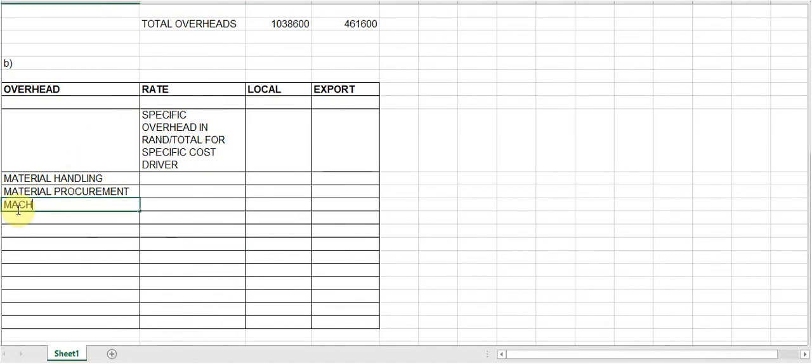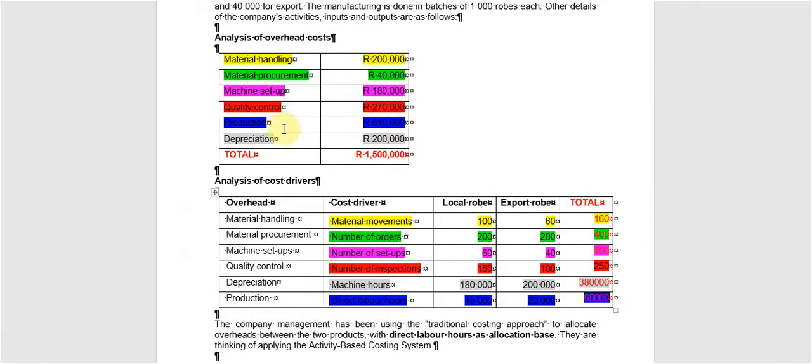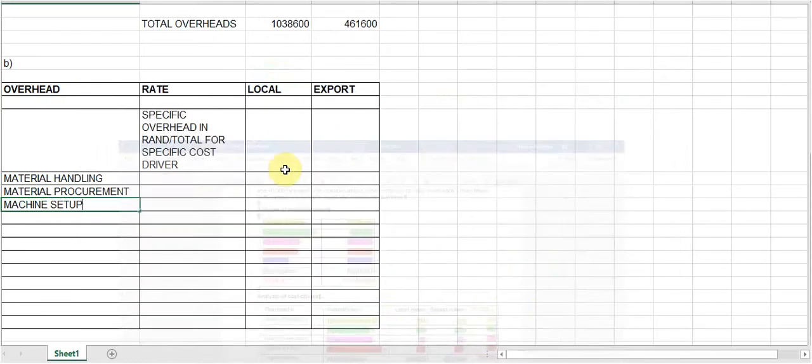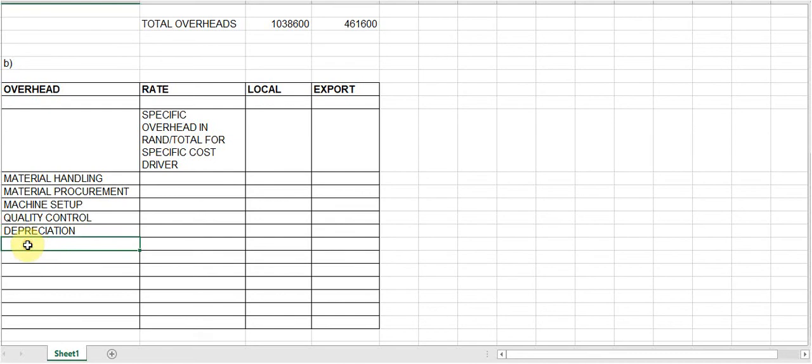Then we have, I believe, machine setup costs. Then we have quality control, and depreciation, and of course, the production cost. Then in this layout, we have to calculate a rate, and then the rate is used and multiplied by the cost driver to the specific product.